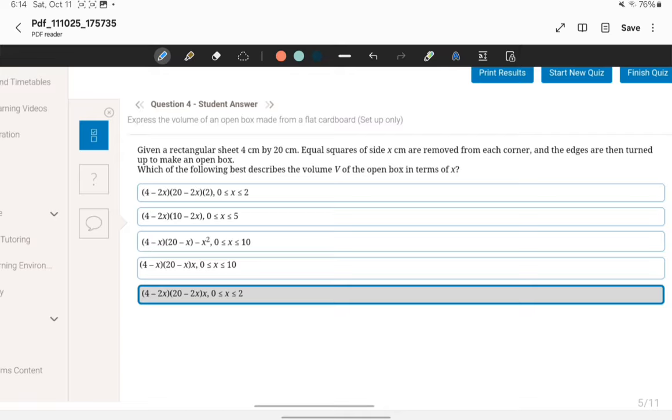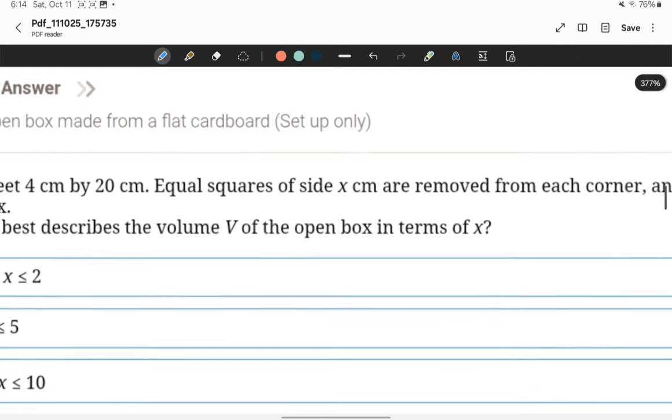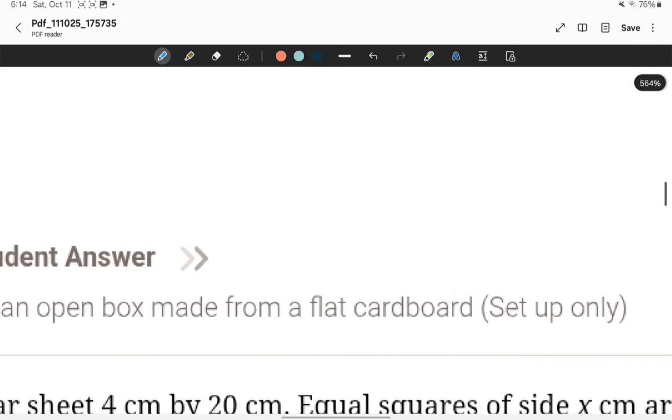We have a rectangular sheet of paper, size 4 centimeters by 20. Equal squares of side x are removed from each corner, and the edges are then folded to make a box. Okay, it helps if you draw it. Okay, so I'm gonna do that.